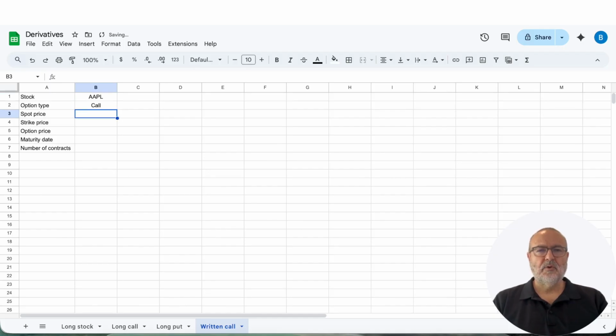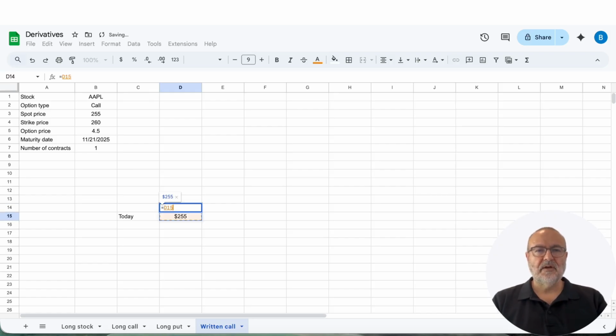We will use Apple call option for our example with a strike price of $260, option price of $4.50, and maturity date of November 21st. We will write a single contract for this example. Next, we will create a scenario analysis by increasing the spot price by $5 going up and decrease it by $5 going down.